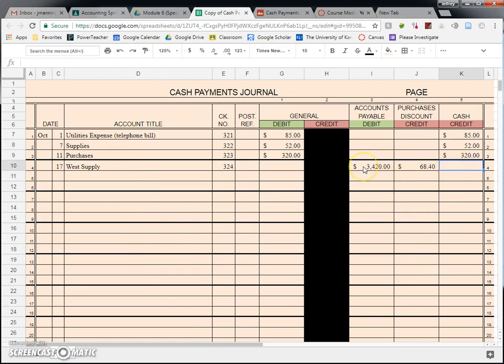Now, if I originally owed them this amount, $3,420, and I subtract $68.40, what's left is how much I actually paid. So I'm going to do a quick equation here. $3,351.60 is what I'm actually going to pay them.